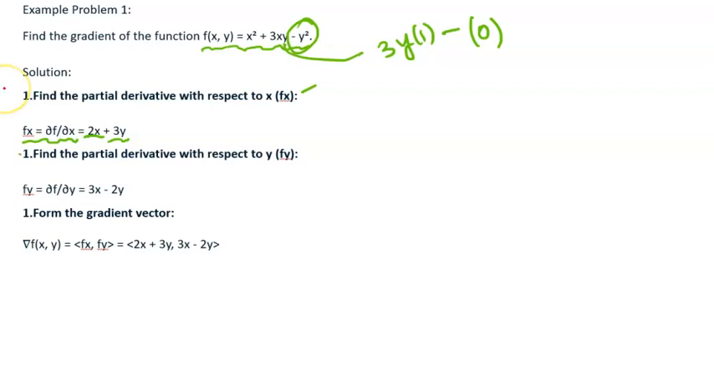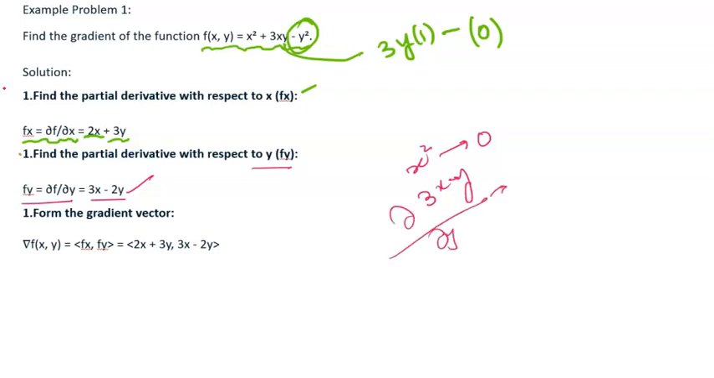Now, what is the second one? Let's go with respect to y. So f of y will be 3x minus 2y. How are we getting 3x? The derivative of x squared is 0 since it is a constant. For 3xy, the partial derivative with respect to y becomes 3x, since the derivative of y is 1. And the derivative of y squared becomes 2y. So we got 3x minus 2y as the second derivative.